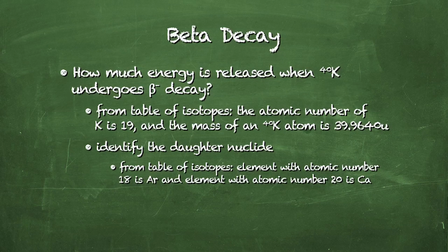Identify the daughter nuclide. From a table of isotopes, the element with the atomic number of 18 is argon, and the element with the atomic number of 20 is calcium. I'll give you the atomic mass of the correct answer once you've identified the daughter isotope. So go ahead and get started with that, please.